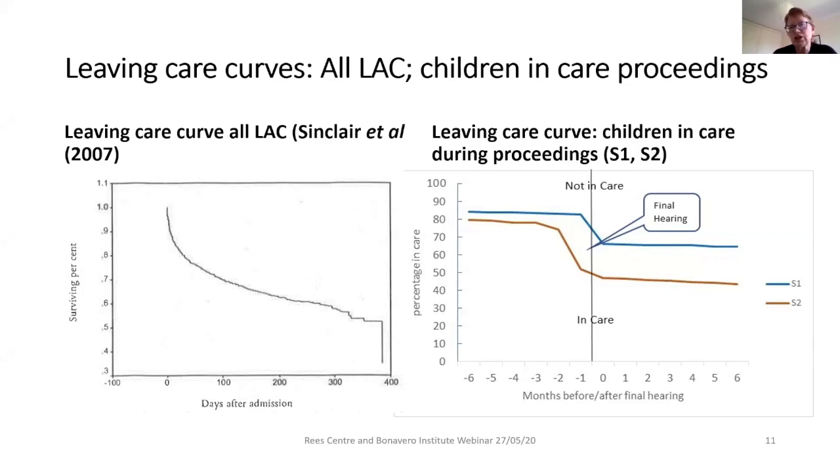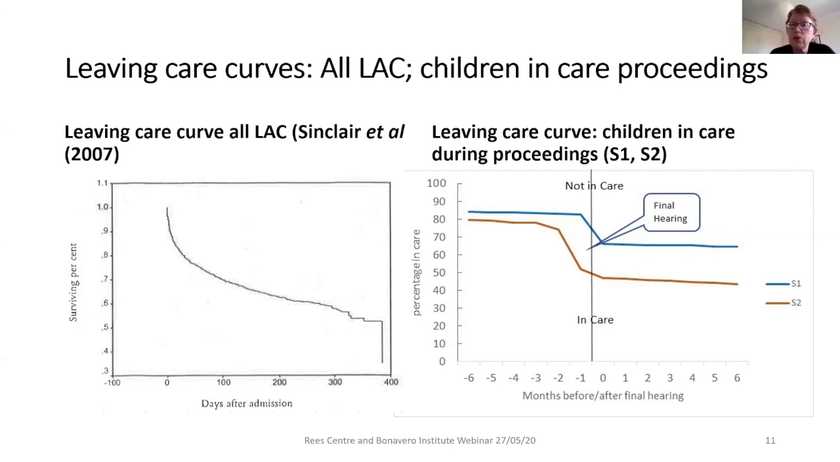The right-hand chart is from our study, so it's only showing children who are looked after during care proceedings. It's only the LAC group in care proceedings. It shows the two groups separately, sample 1 and sample 2, and it shows when they leave care. We see a cliff face shaped graph around the final hearing. So what we did was we standardized leaving care around the date of the final hearing. We had a variable for the final hearing, put that in, and then ran the analysis in that way.